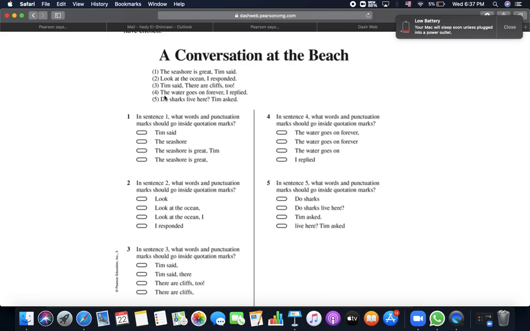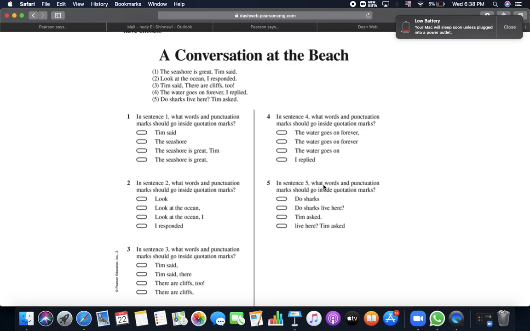In sentence number 4, what words and punctuation marks should go inside the quotation marks? Sentence number 4: "The water goes on forever," I replied. So what should go inside the quotation? The water goes on forever. Put it between quotations. Okay?